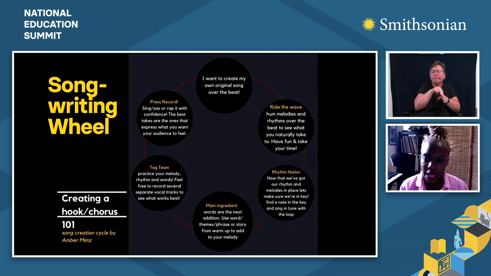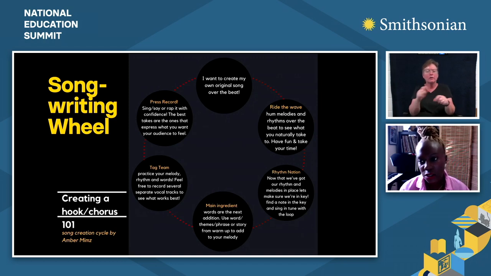Okay, then the next thing is rhythm nation. Now that you've got your rhythm and your melodies in place, let's make sure we're in key. Now that might be a little difficult to do if you aren't with someone who may be able to find, like, say, a note on a keyboard. But if you are listening to the song or the beat that's playing behind you, you can kind of tell when you're off. I know a lot of people think that they can't, but most people have a great sense of understanding, oh, this feels like I'm in the right place.